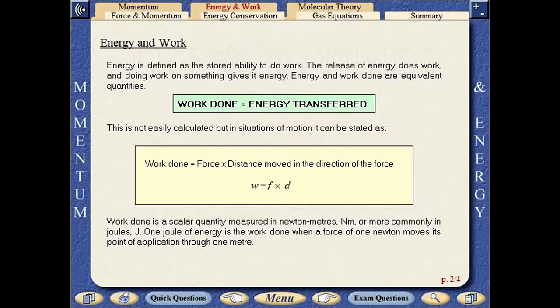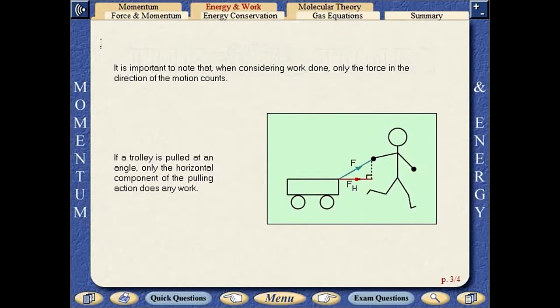Work done is a scalar quantity measured in Newton meters, or more commonly in joules. 1 joule of energy is the work done when a force of 1 newton moves its point of application over a distance of 1 meter. It is important to note that when considering work done, only the force in the direction of the motion counts. If a trolley is pulled at an angle, only the horizontal component of the pulling action does any work.